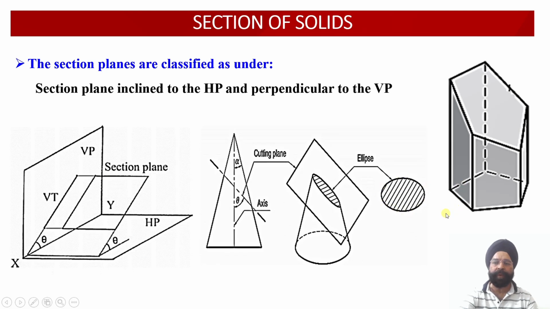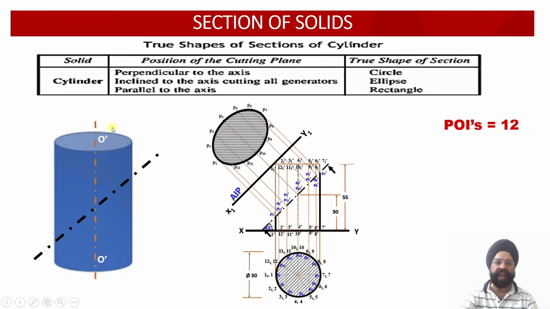So let us look into the problem that we are going to discuss today. Here we have a right circular cylinder. This has been cut by an AIP which is going to cut the cylinder passing through its axis, and this AIP, that is the auxiliary inclined cutting plane, will be inclined with respect to HP at an angle of 45 degrees, and it is perpendicular to the vertical plane.